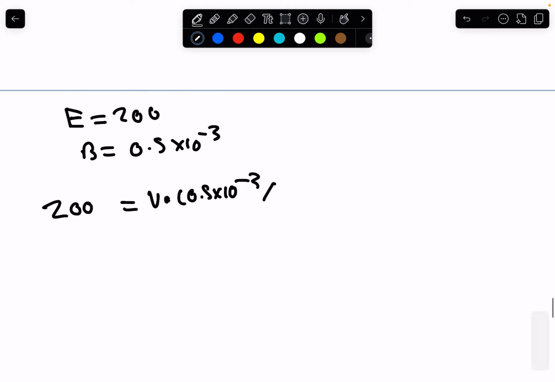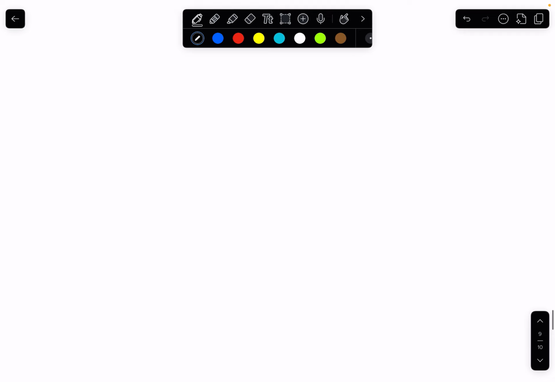A particle of charge q and mass m enters a uniform magnetic field at a perpendicular to the field. What is the time taken to complete one full circular orbit? So it's basically telling us to derive the equation for periodic time. So let's do that again.